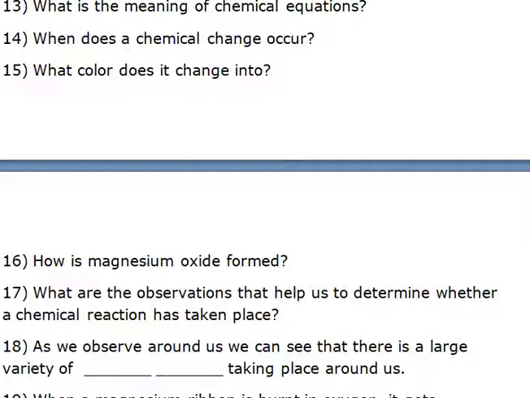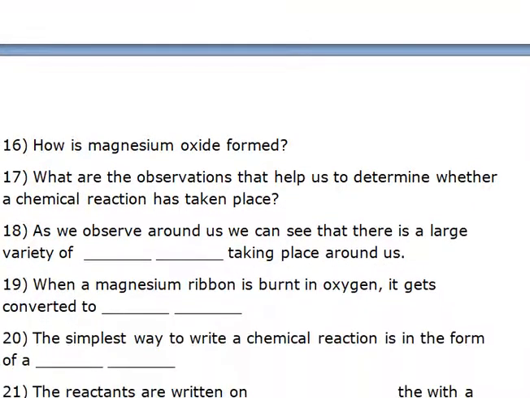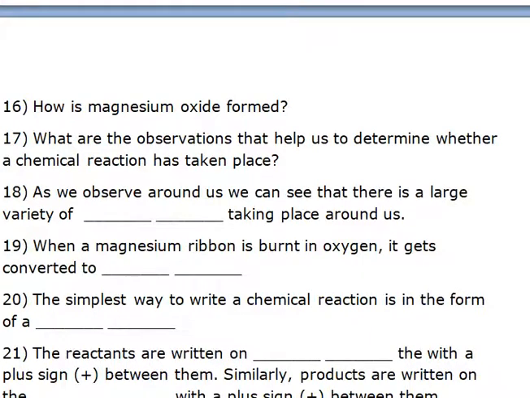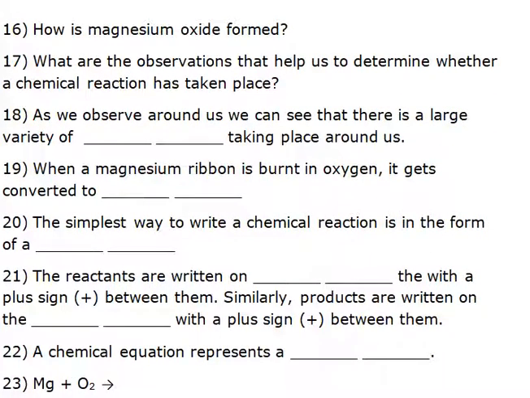Question number 15. What color does the chemical change into? Question number 16. How is magnesium oxide formed? Question number 17. What are the observations that help us to determine whether a chemical reaction has taken place?